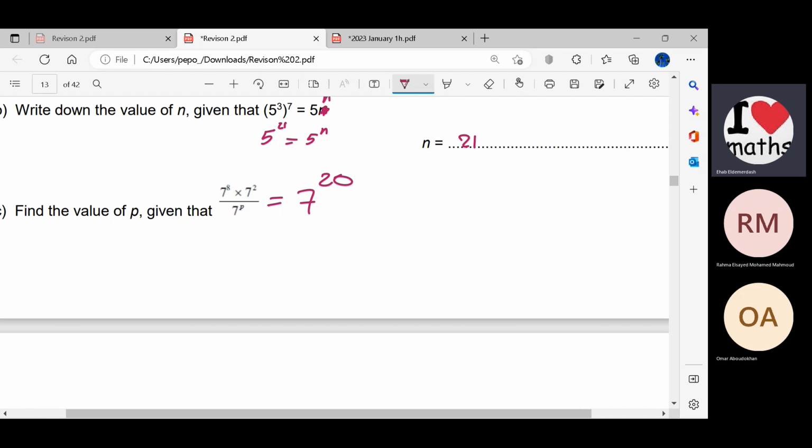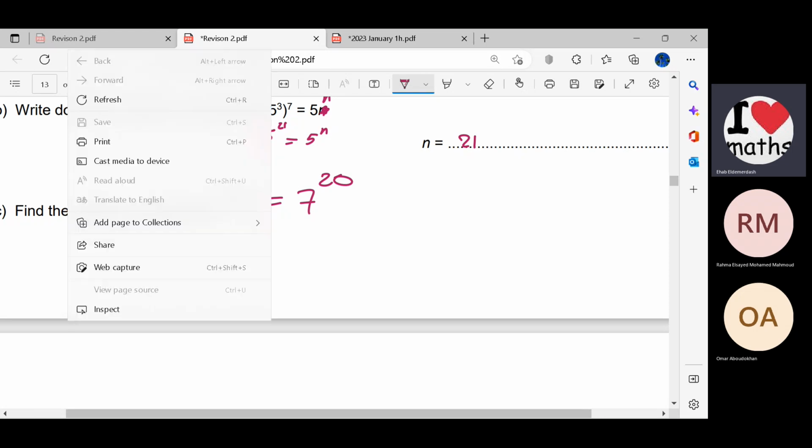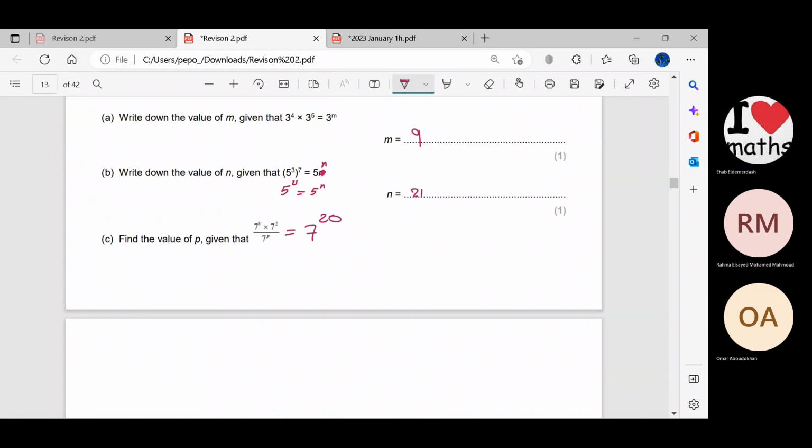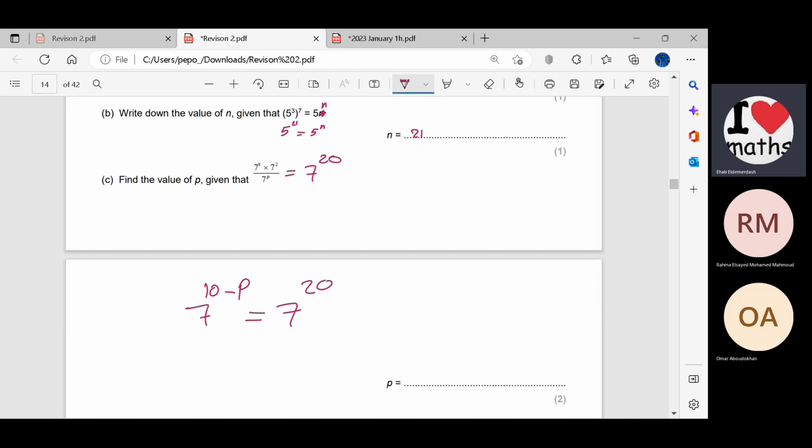What is the story? I have to add and subtract, right? So if I put it in this way, I can write it as 7, I will add the numerators, I mean I will add the powers up. 8 plus 2, it's 10. Minus p, because I have to subtract it from the one which we are bringing from down. This is equal to 7 to the power of 20. So 10 minus p equals 20.